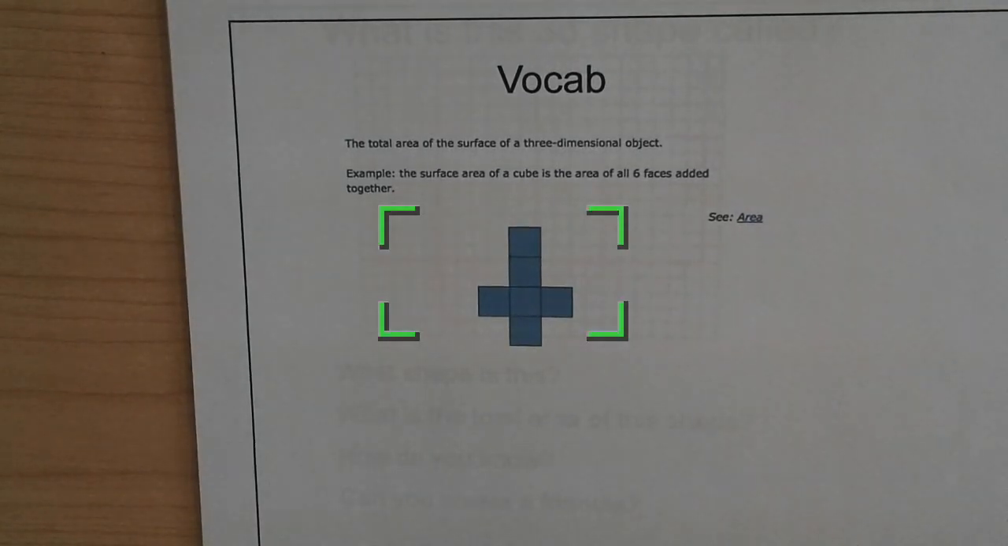Let's continue with our vocabulary review. The total area of the surface of a three-dimensional object, that's the surface area. Example: the surface area of a cube is the area of all six faces added together. So we literally add up all the areas of all the surfaces to make our total surface area.